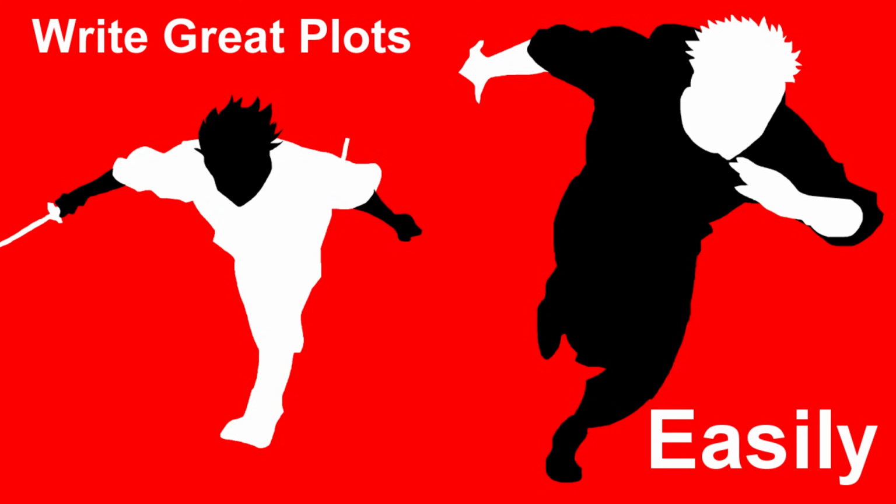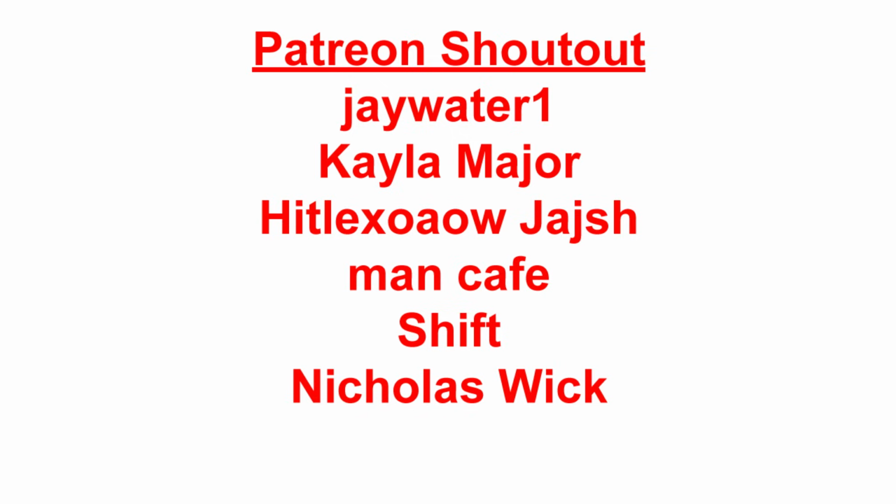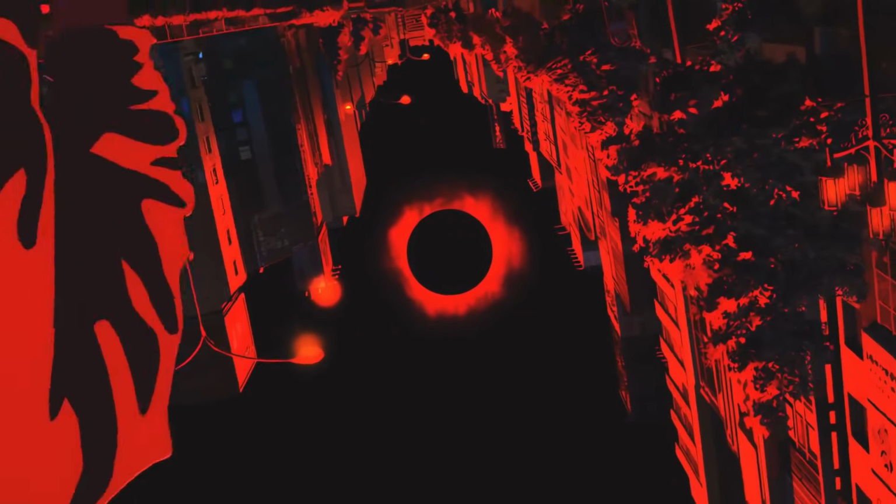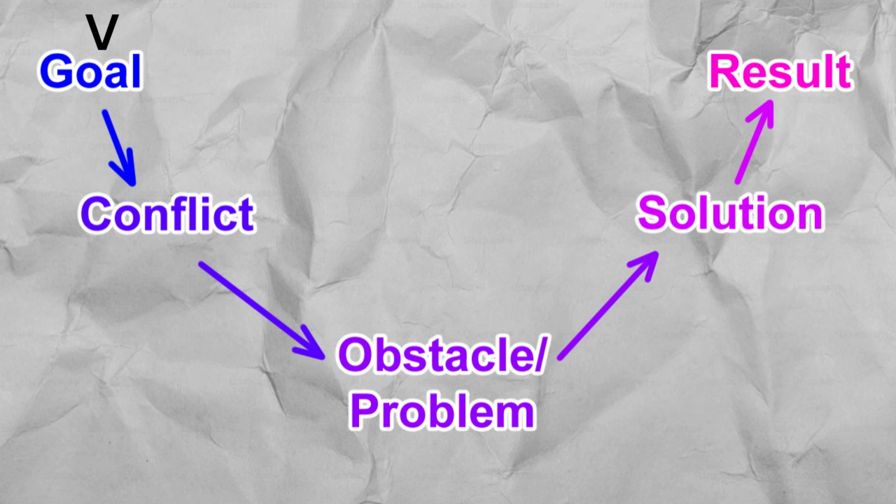I'm going to explain how to write a plot in under 7 minutes. Here are the building blocks: goal, conflict, obstacle, solution, result, and event. You start with a goal. Two characters with incompatible goals creates conflict. That means that both characters have become obstacles for each other.